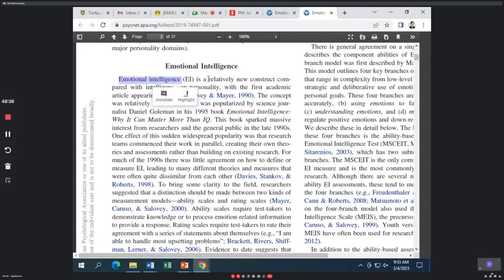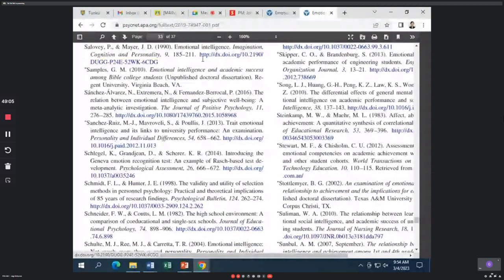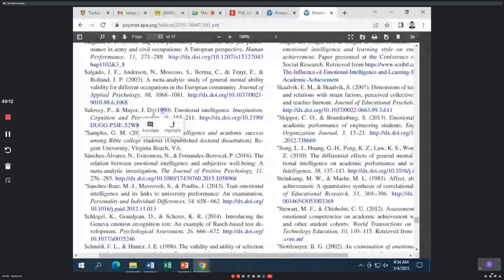Emotional intelligence, EI, is a relatively new construct compared with intelligence, IQ. It means EQ is quite new, with the first academic article appearing in 1990. These people write about this EI. This is the original people that came up with emotional intelligence, EI or EQ, as compared to IQ. When I look at this, it's actually from here, right? But I cannot download it. I have no access to this article because it's too old already.